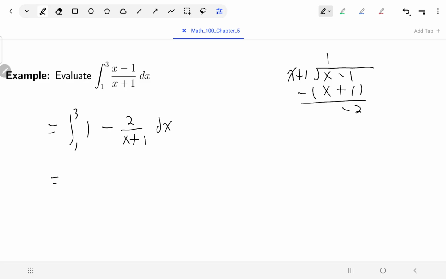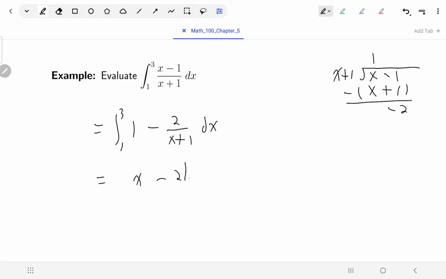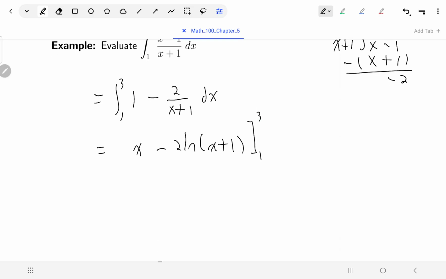To evaluate this, I just need to find an antiderivative, and I know for 1 it's x, and for 1 over x plus 1 it would be natural log of x plus 1. Here I'm going to be lazy, and I'm not going to use my absolute values, and the reason I know I don't need them is I'll be putting in numbers between 1 and 3, and x plus 1 is certainly going to be positive in that little interval, so I don't have to worry about my absolute value. I just need to go now and evaluate between 1 and 3.